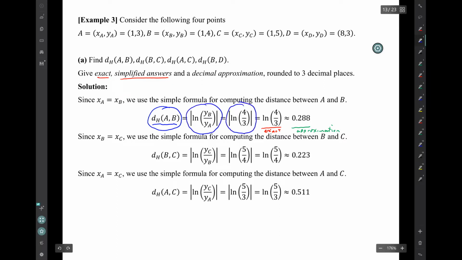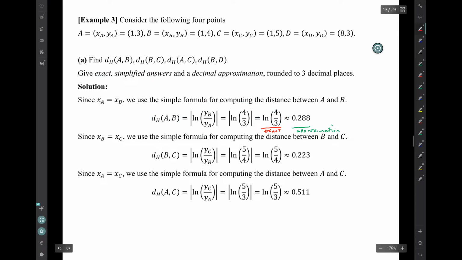But that's not simplified. If you think about it, 4/3 is a number that's greater than 1. So ln of 4/3 is a number that's greater than 0. In other words, it's a positive number. So the absolute value of ln of 4/3 is just the same as ln of 4/3. So in doing these calculations and having to produce exact simplified answers, you're going to have to think a lot about some old stuff like the logarithm function and when does it give positive and negative results.